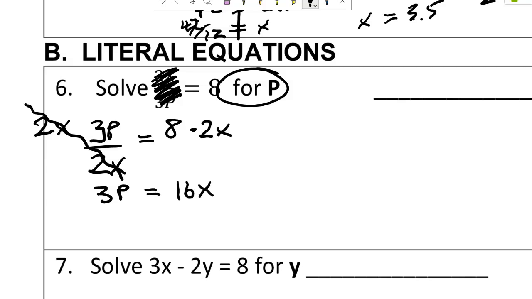All right, now let's look. We're solving for p. Here's p. We need to get rid of the 3. Well, that's easy. To get rid of the 3, you just divide by 3. Divide this by 3, and they cancel, and we are left with p equals 16x over 3.